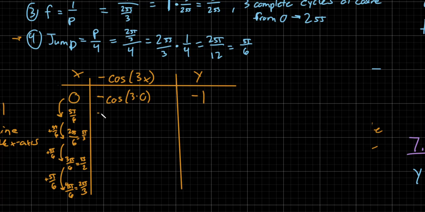Next one is you. Negative cosine of 3 times pi over 6. So 3 times pi over 6, I can put all together as 3 pi over 6. What fraction does that simplify to? Yeah, so pi over 2. What is cosine at pi over 2?